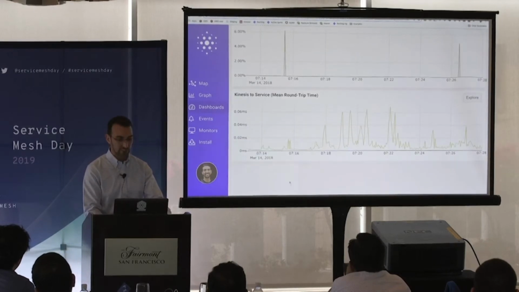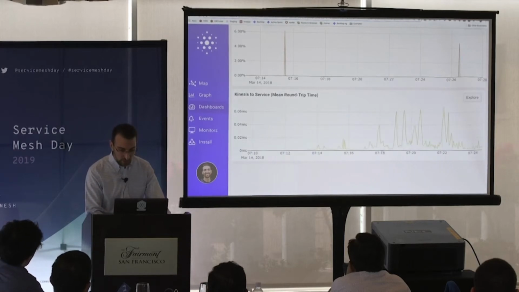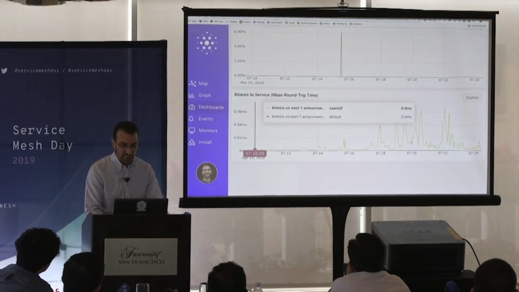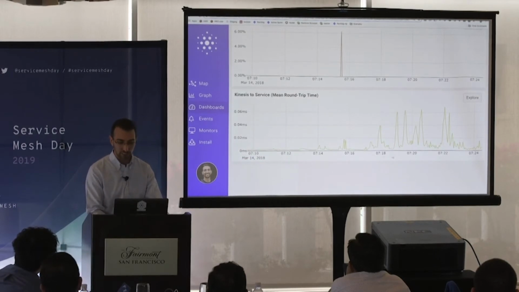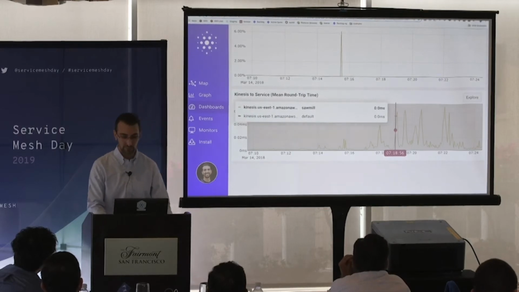But round trip time increased dramatically. It was maybe a few microseconds, right? 6 microseconds. It increased dramatically to these hundreds of milliseconds.